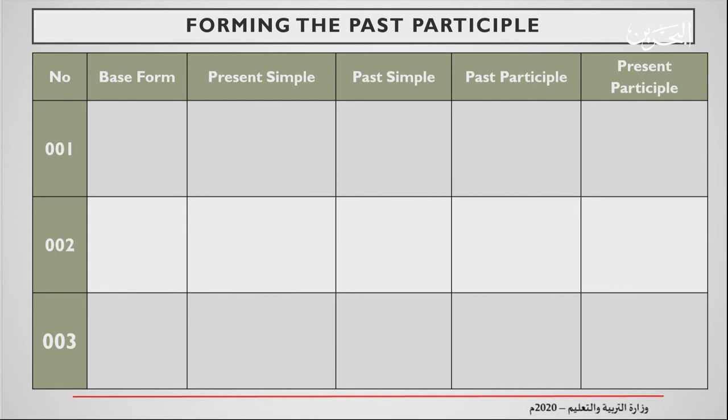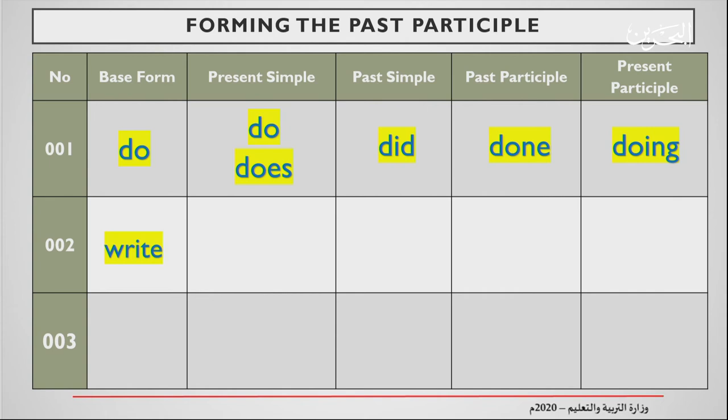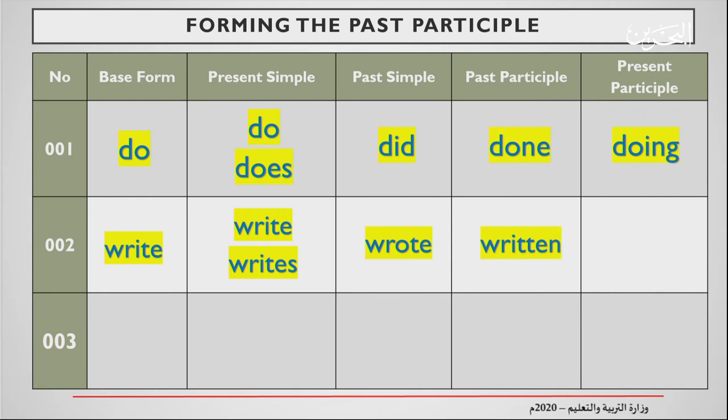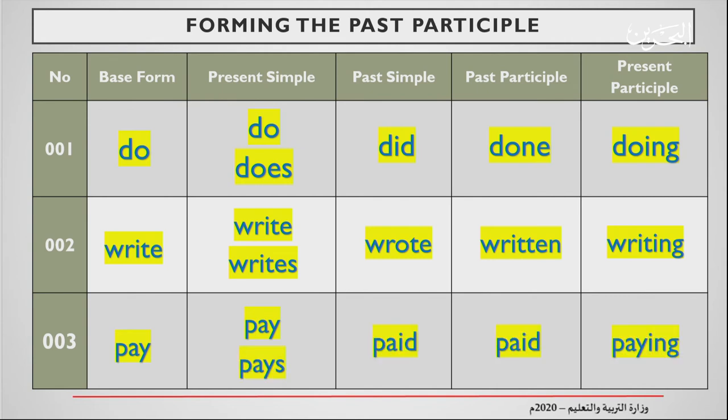You will find a base form, present simple, past simple, past participle, and present participle. As an example, do in the base form. Present form, do and does. Past simple, did. Past participle, done. The present participle, doing. Just like that, we have write, write, writes, wrote, written, writing. A third example, pay, pay, pays, paid, paid, paying. Now, we're going to focus on the past participle.